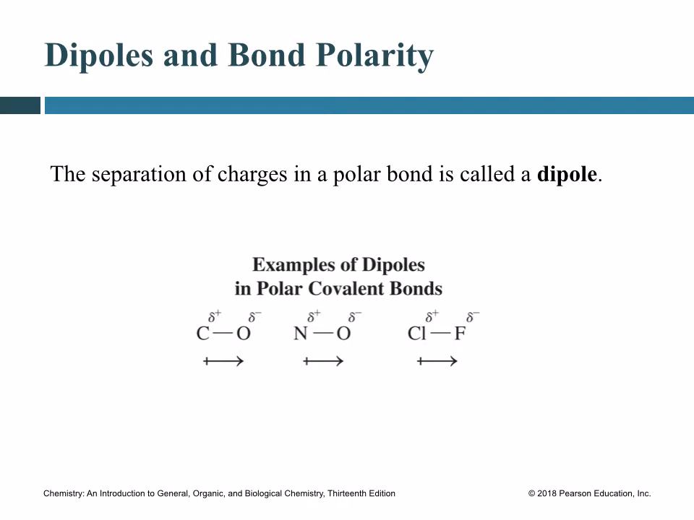The separation of charge that results from the unequal sharing of electrons is called a dipole. The positive and negative ends of a dipole are located by using a lowercase Greek letter delta with a positive and negative charge, and an arrow that points from the positive to the negative end of a dipole.